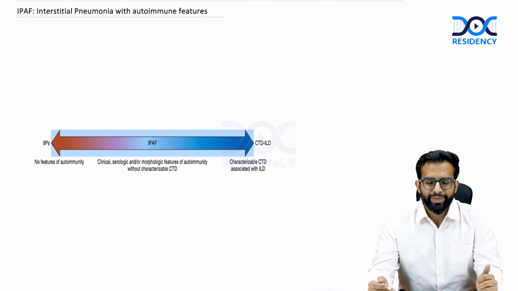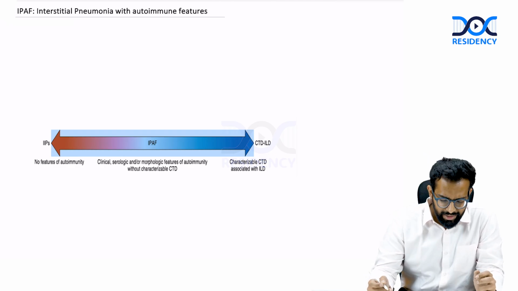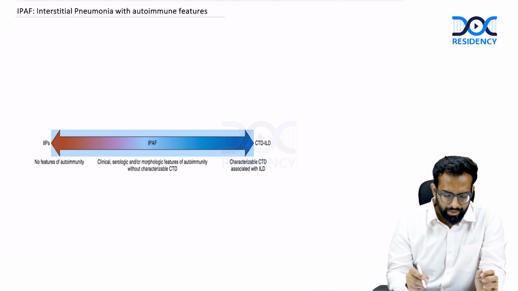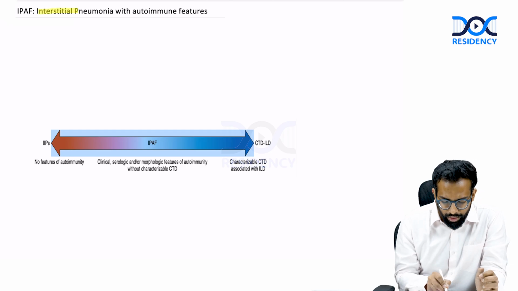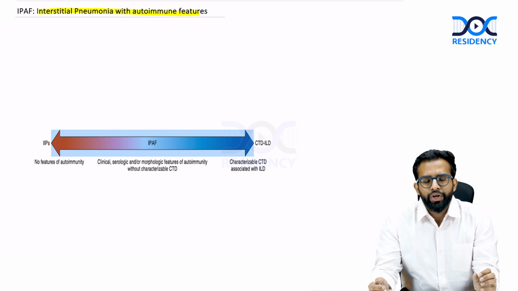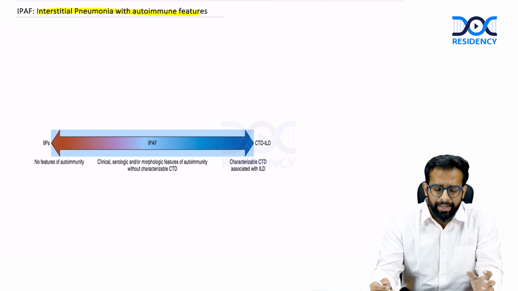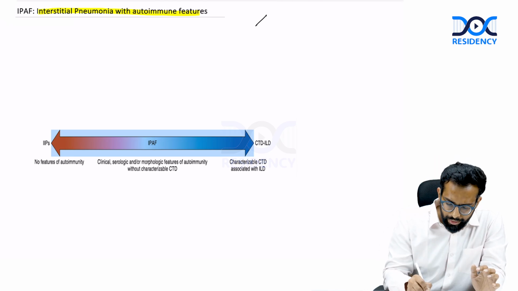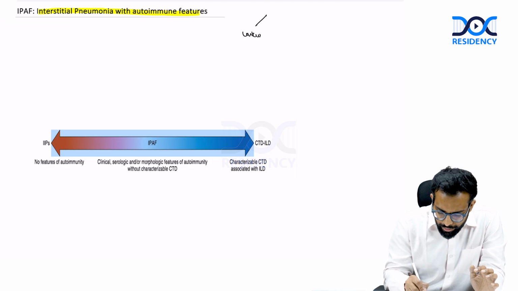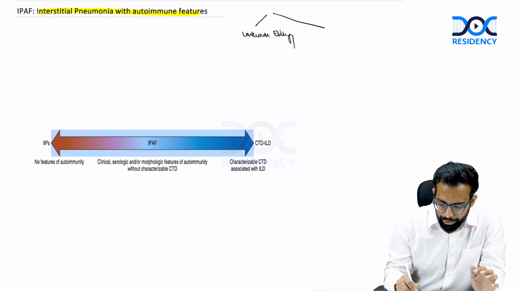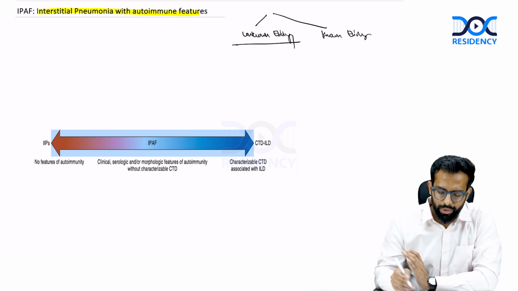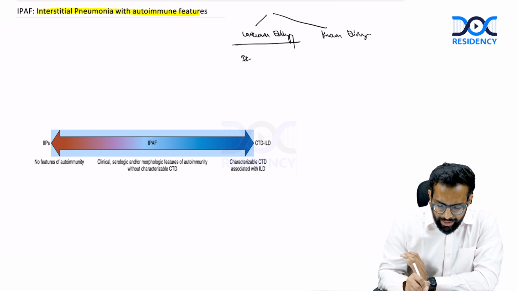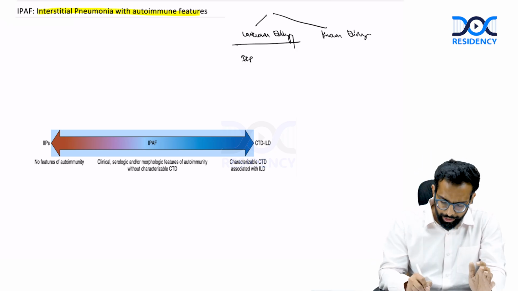Welcome everyone. In this lecture, we will be discussing a category of interstitial lung diseases labeled as IPAF, which stands for Interstitial Pneumonia with Autoimmune Features. When we were reading about the classification of ILD, I told you that ILD could be divided into two broad categories: unknown etiology and known etiology. The ILDs with unknown etiology were known as IIPs, that is, idiopathic interstitial pneumonia.